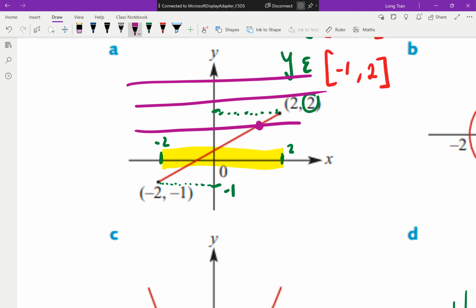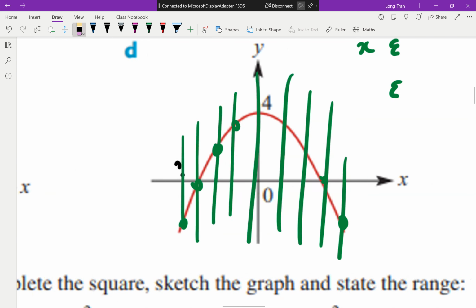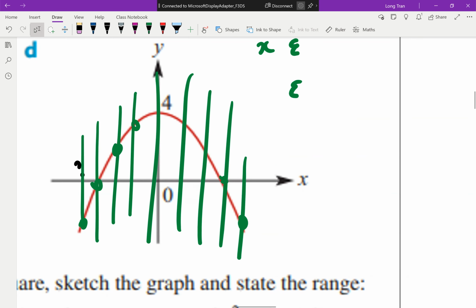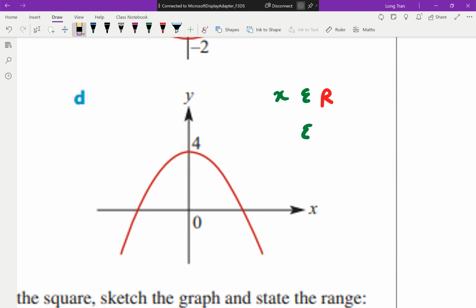Okay, so that helps you draw vertical and horizontal lines to see. But we can already know x is an element of R, R meaning any number that you can think of. So positive values, negative values, and 0. Okay, that's what R means. Now, what about your range? So be careful with the range. So again, draw horizontal lines in your mind.